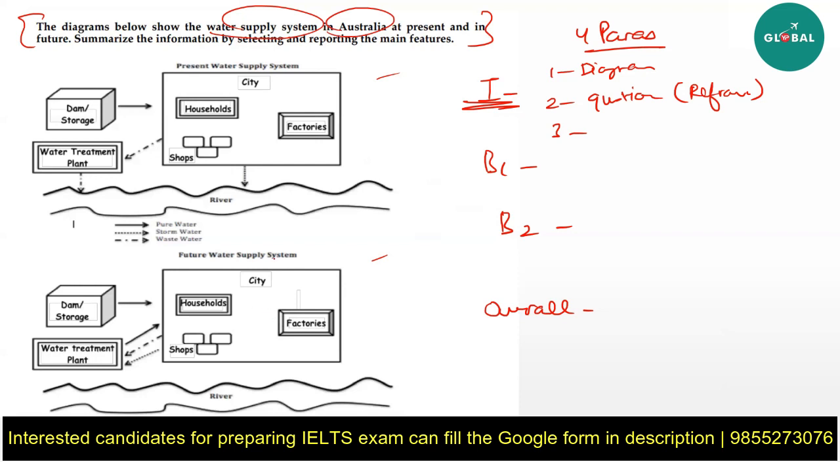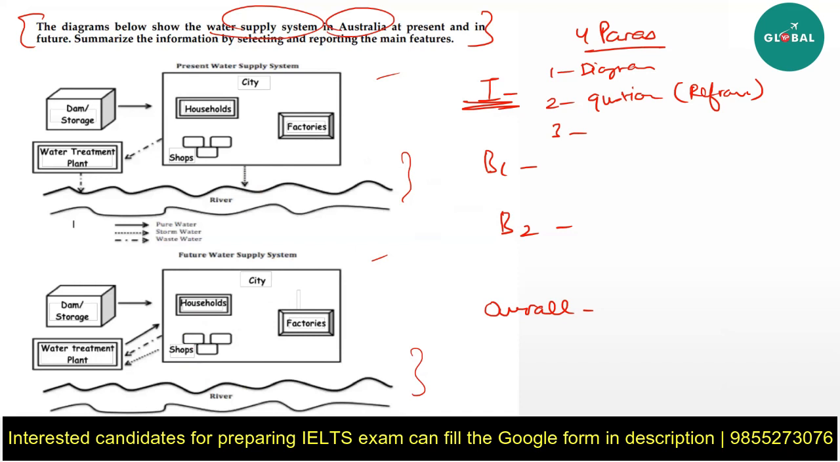So you can just say something like, it can be seen that the changes proposed are for better recycling of the water so that no wastewater is released into the river anymore. That's it. Because we can see here that the river is not connected to the water supply system anymore in the future, right? That is what we'll point out in our introduction, and that is it. Your introduction is done. All right.